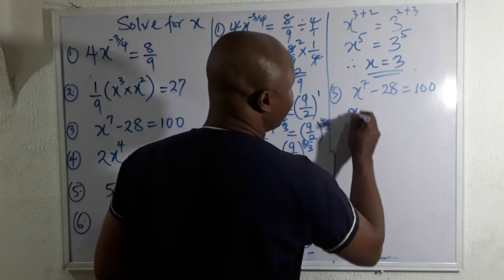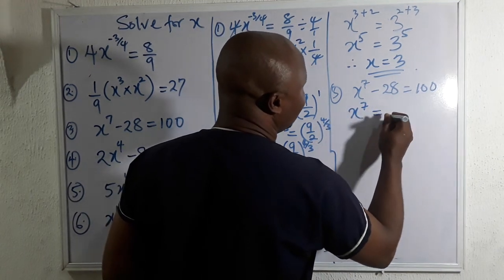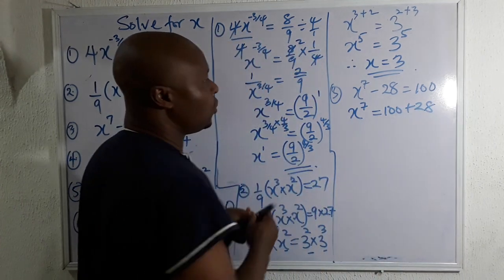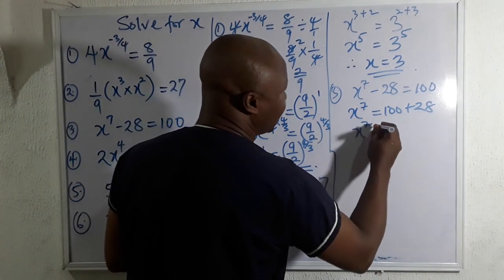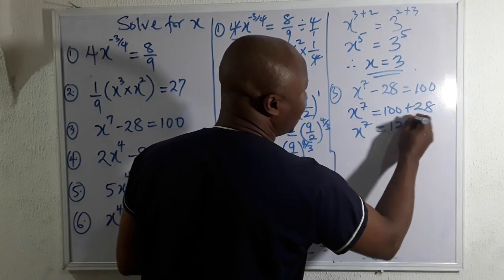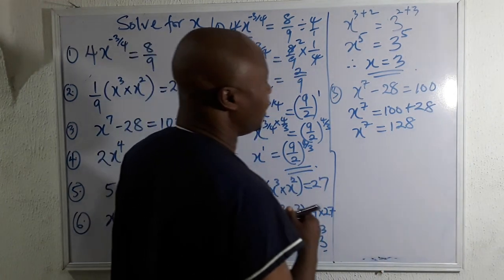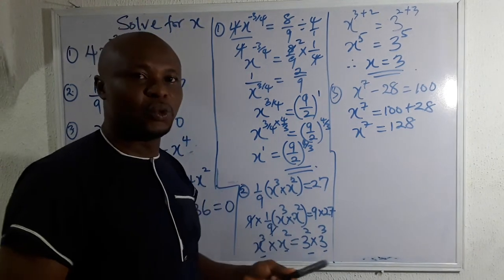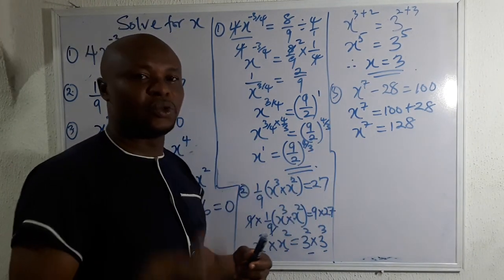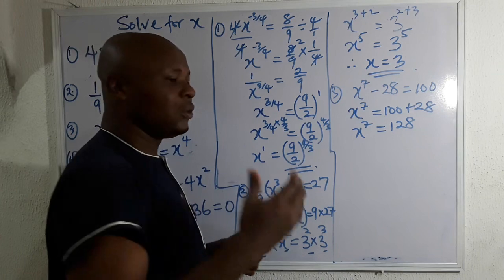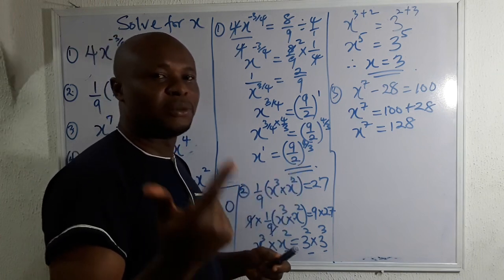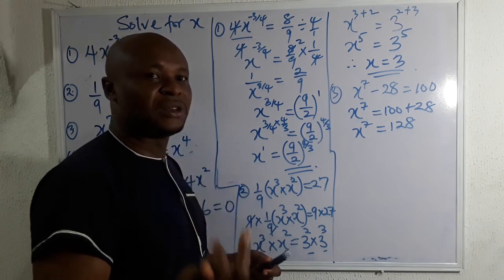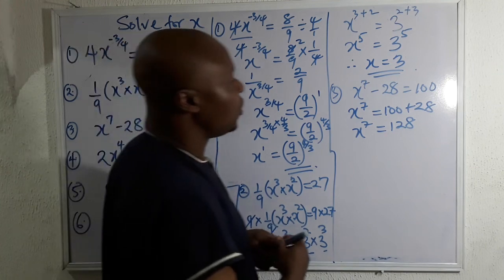So that will be x raised to power 7 is equal to 100 plus 28. So we add that up, x to the power 7 is equal to 128. Now again, this 128 we can express to base 2. 128 is written as 2 raised to power 7, and that will be 2 times 2, 4 times 2, 8 times 2, 16 times 2, 32 times 2, 64, then times 2, 128.